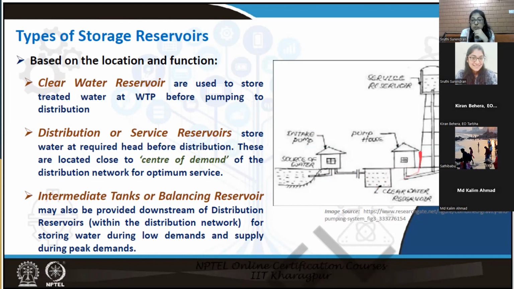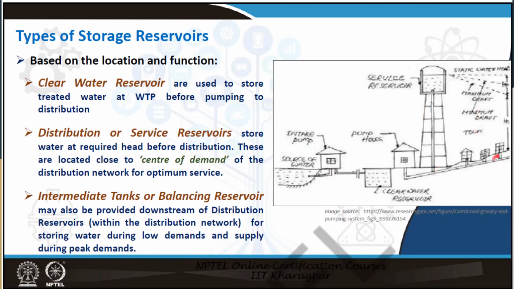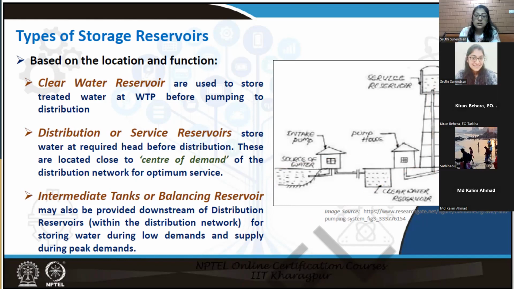Now, the distribution or service reservoir is provided at the center of the demand point. You can see here, this is the location where the demand consumer ends, and this is the service reservoir. The service reservoir is exactly at the center, which means it is between the source of the water intake and the point of demand. So distribution service reservoirs are also provided so that water can be given at a particular height, a particular head, the required head the point of demand requires.